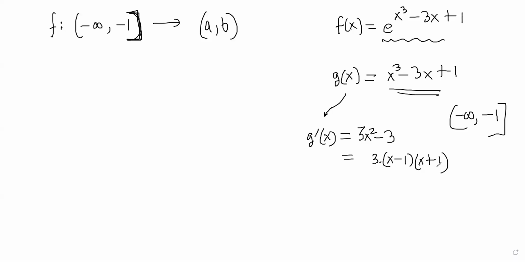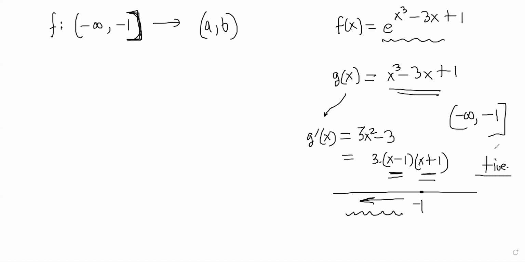So notice that it is 3 times x minus 1 and x plus 1, right? So if you plot it, below minus 1 only we need to put the x, right? If it is always below minus 1, this part is negative and this part is also negative, no? Both the terms are negative, so the derivative overall will be positive, right? Do you understand that g dash x is overall positive?